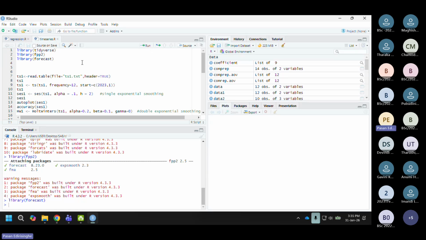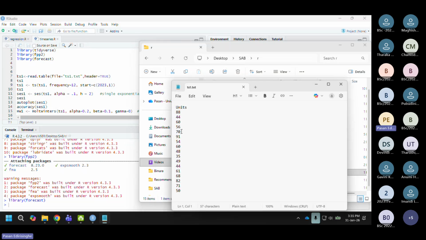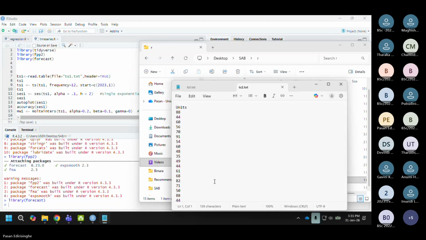Now I noticed, you can see that I have the data files. I already asked you to save them in the same folder, right? So we have the data files there. Whenever I open them, you can see that I have the data set there, right? The number of units there, and that's another data set there.